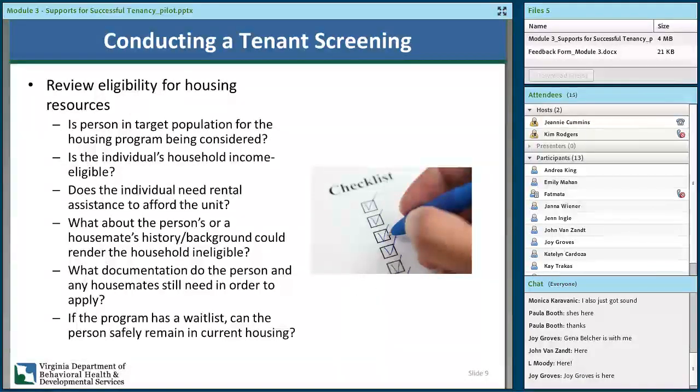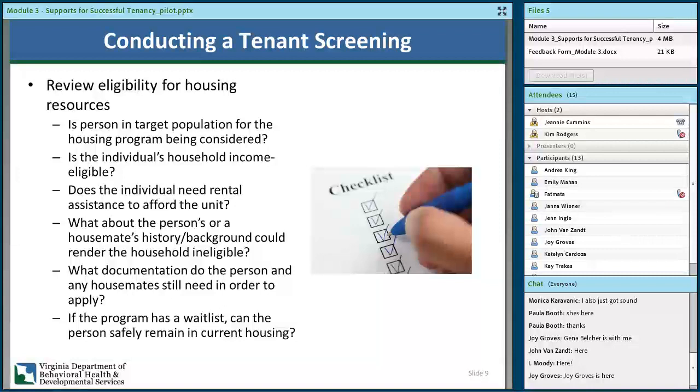The last element of the tenant screening consists of reviewing eligibility for different housing resources. Questions to discuss include, is the person in the target population for the housing program being considered? For example, a person with developmental disabilities, older adults, people who are homeless, or veterans. Is the individual's household income eligible? That is, is the total household income within the program's minimum and/or maximum income limits?